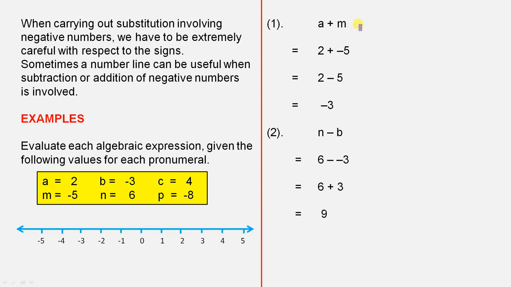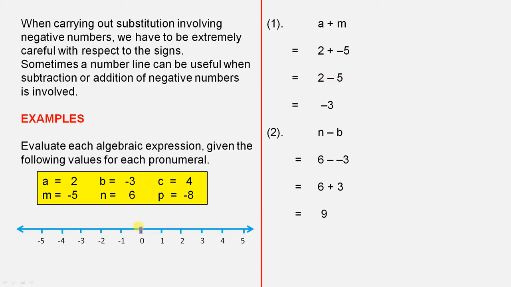The first example is a plus m. Now a is 2 and m is minus 5, so it's 2 plus minus 5. Now we saw in an earlier video that when you have two signs like that together, they can be changed to a minus sign. So a plus and a minus can be changed to a minus sign. So that's really 2 minus 5.